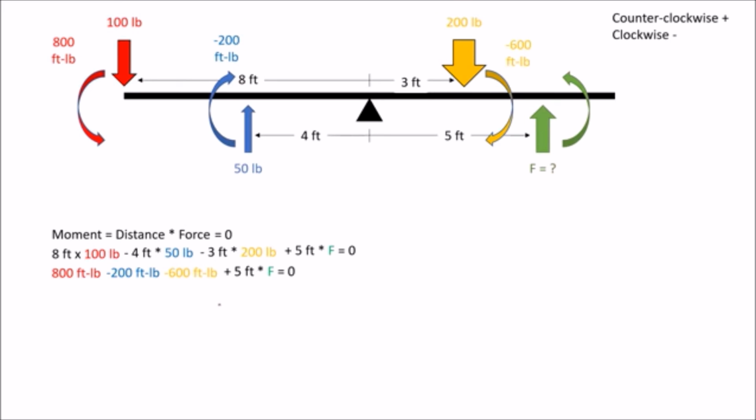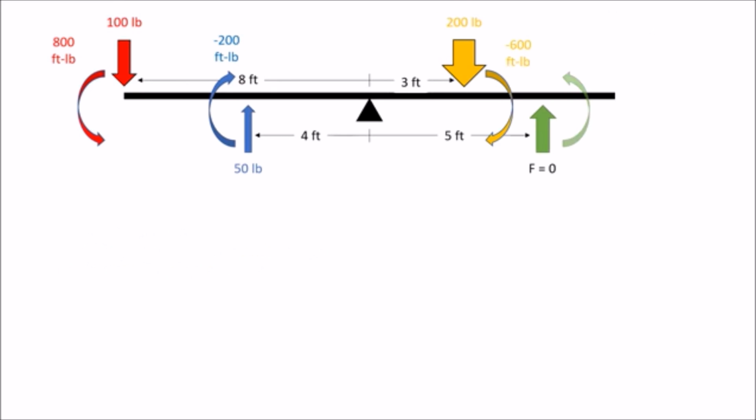and we still need to find this value of F here. Well, if we notice, we have 800 minus 200 minus 600. That actually gives us 0. So we find that our force here is 0. And what does this mean here? So basically we're saying that we don't need any other forces applied to this seesaw, that our seesaw is perfectly balanced.